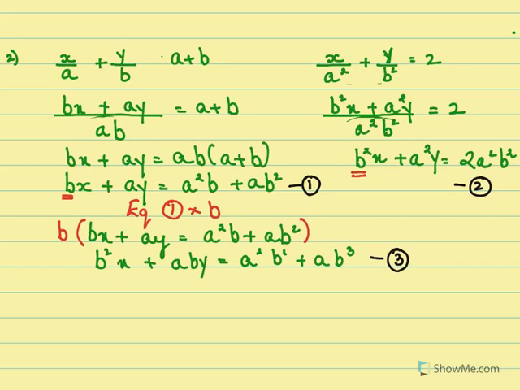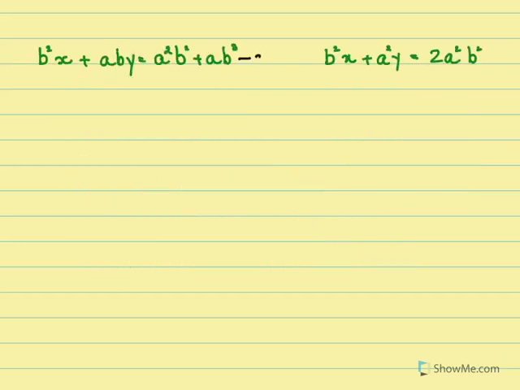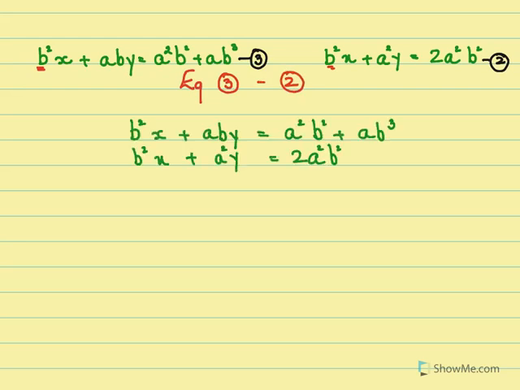Now if I compare my equation 2 and 3, in equation 3 the x has a coefficient of b square, and here also x has a coefficient of b square. So now the equations are ready for subtraction. I've equated the coefficients. So we subtract equation 3 minus equation 2. To subtract, I need to change the signs: the plus becomes minus, the plus becomes minus here.